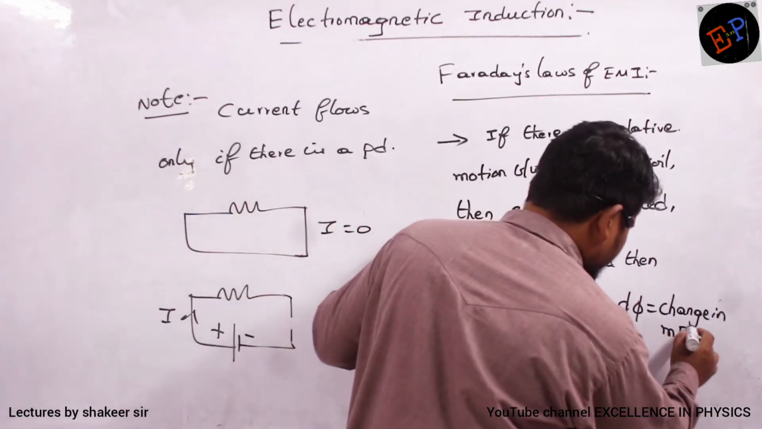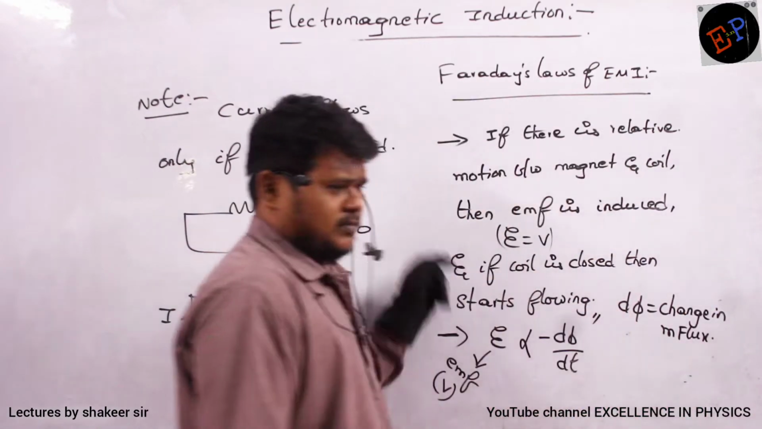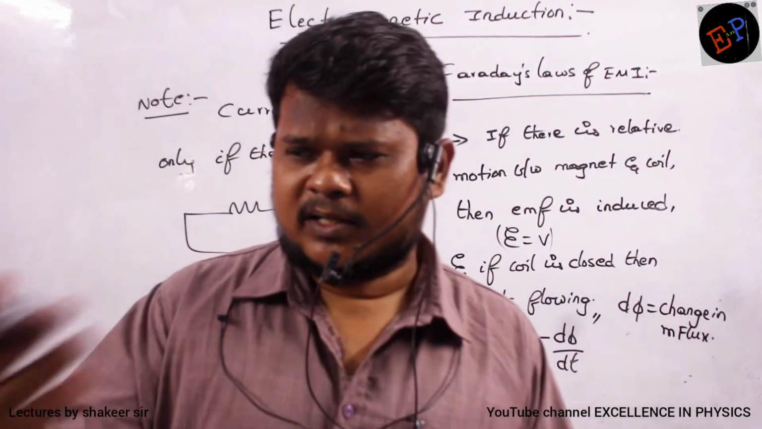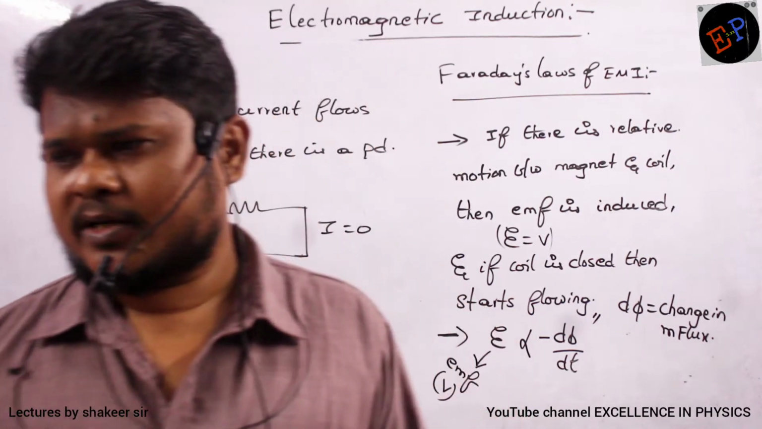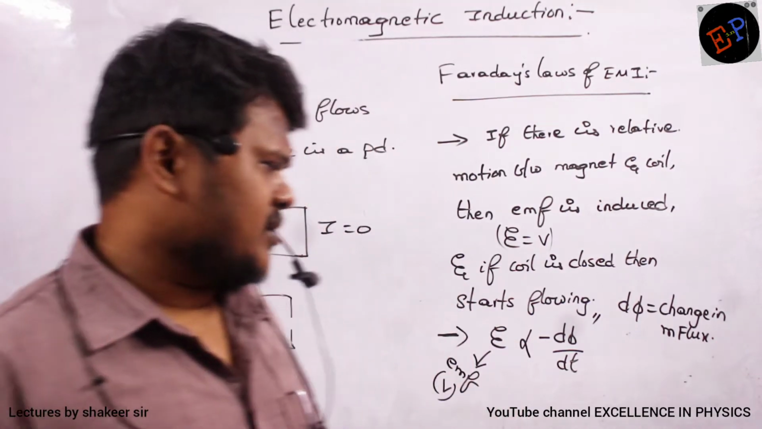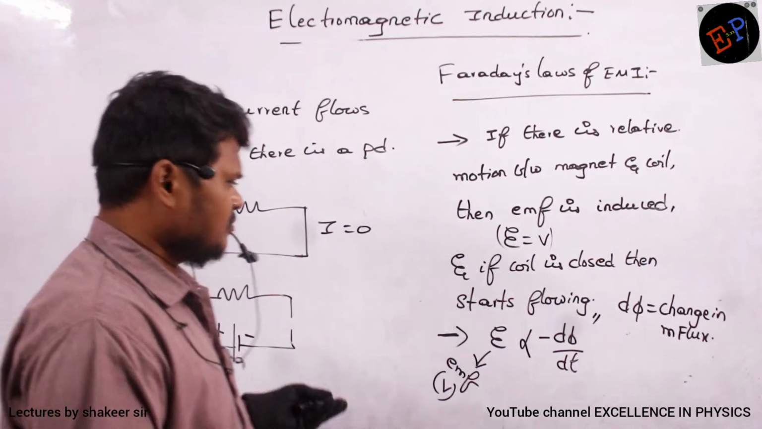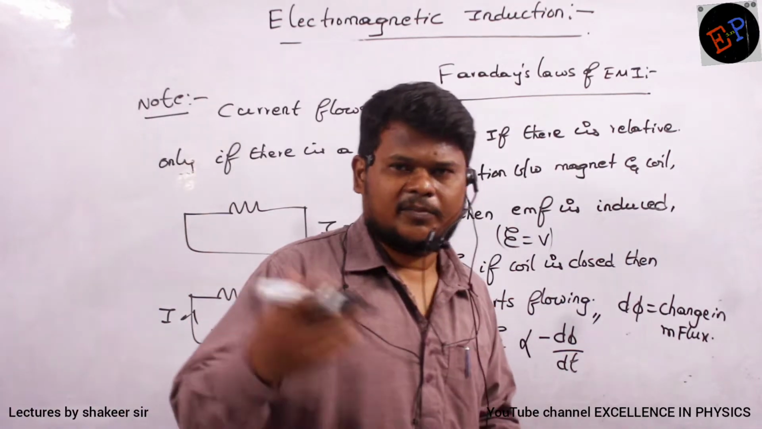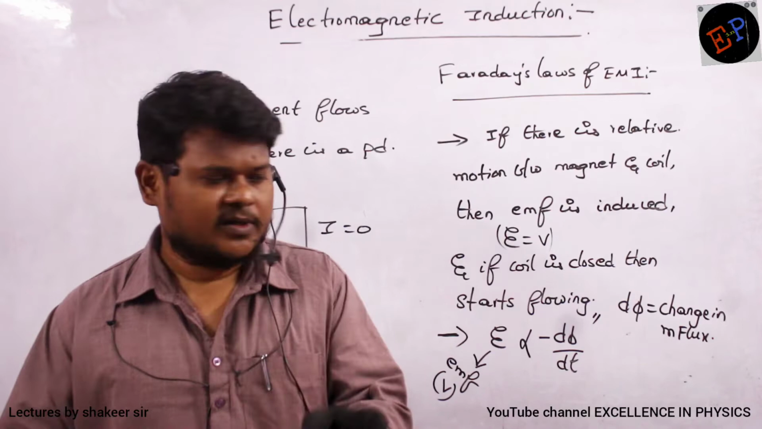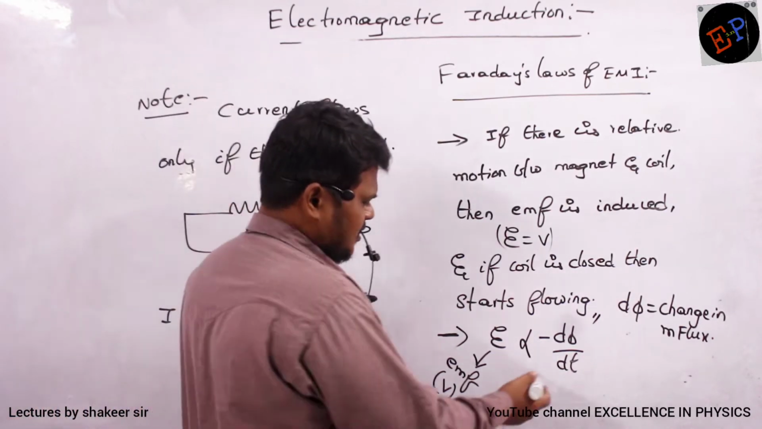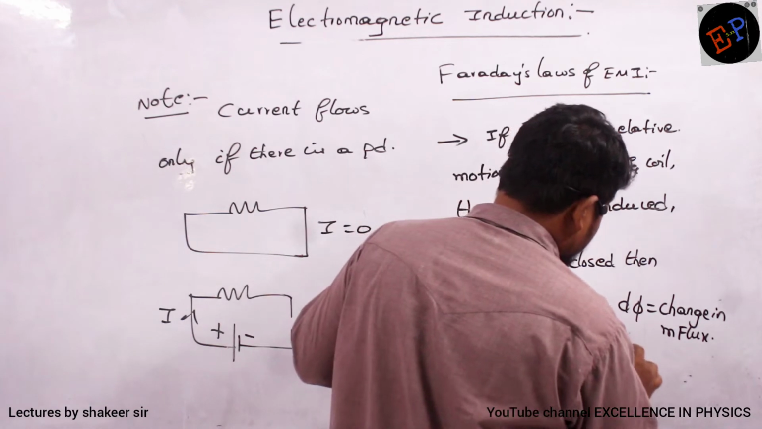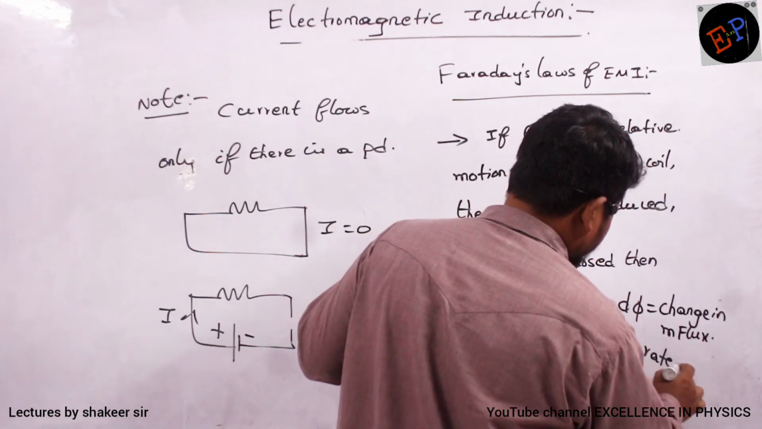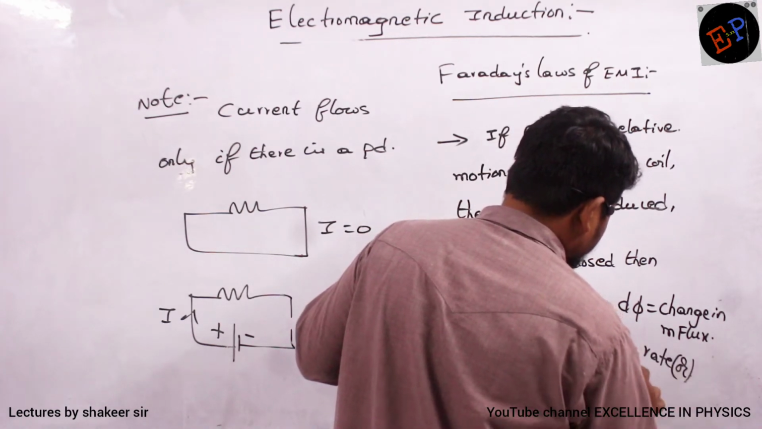Okay? And what is meant by magnetic flux? Electric flux we have studied. How many magnetic lines are passing through a unit cross section, that is called magnetic flux. If 10 lines are passing per unit area, then magnetic flux is 10, like that. It will be in millions and millions. Just for your explanation I am saying. And what is meant by dt? Change in time. dt is called rate, or you can call it change in time.